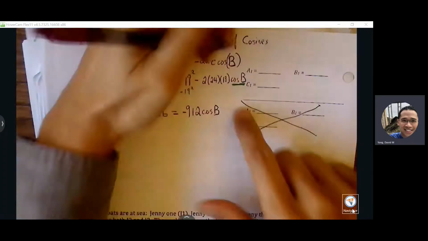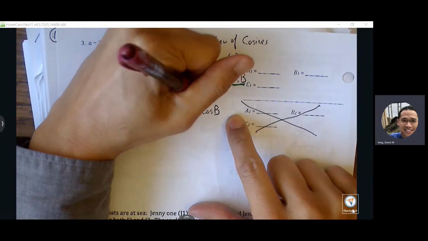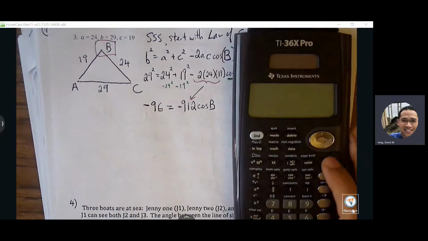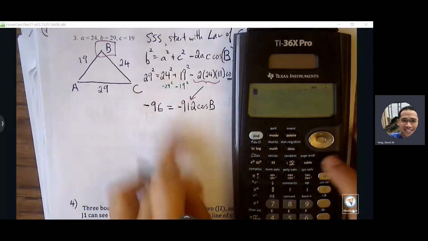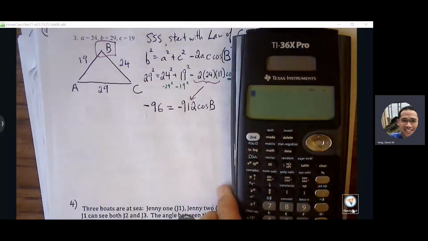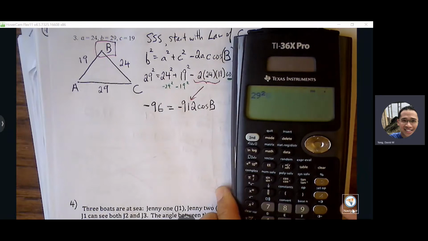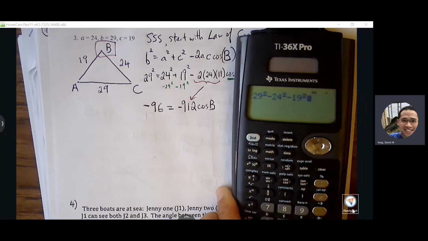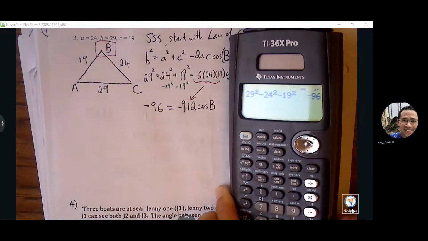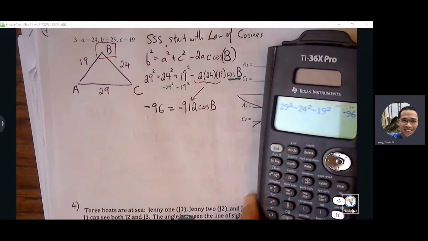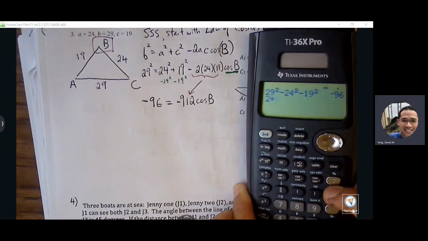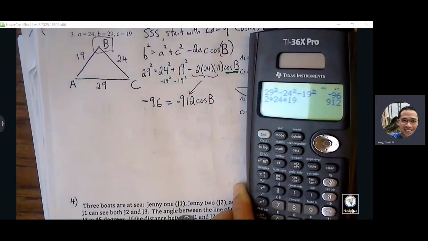So that negative 912 is coming from these numbers here. Can you show the calculation? Sure. I'll do the whole thing. I think maybe some students were asking about that as well. So this is 29 squared minus 24 squared minus 19 squared. Right, negative 96. And then I'm going to multiply all these numbers out here. 2 times 24 times 19.